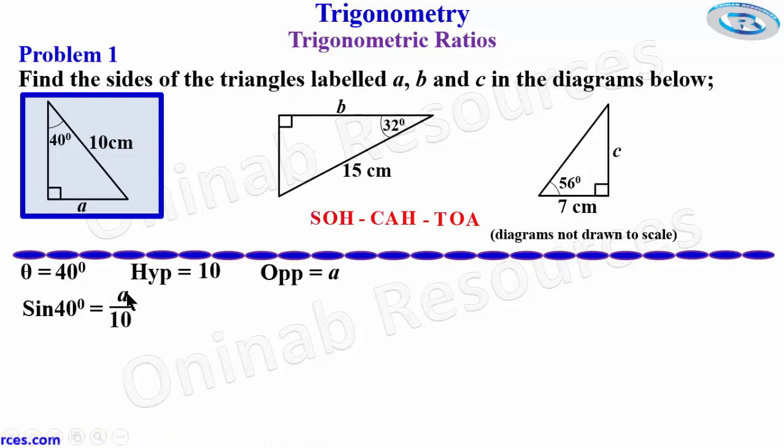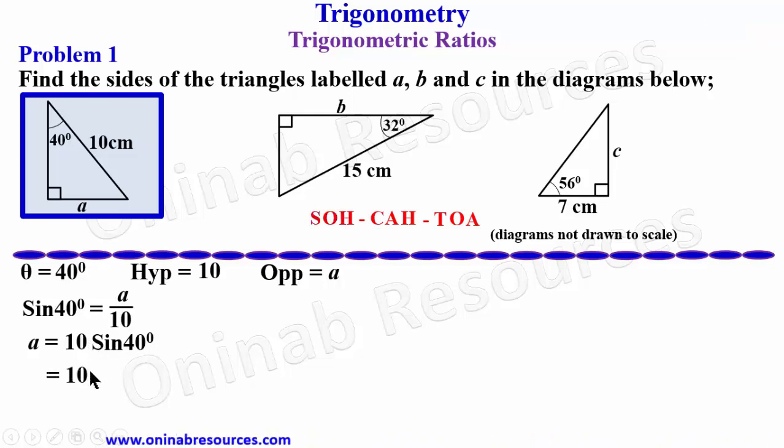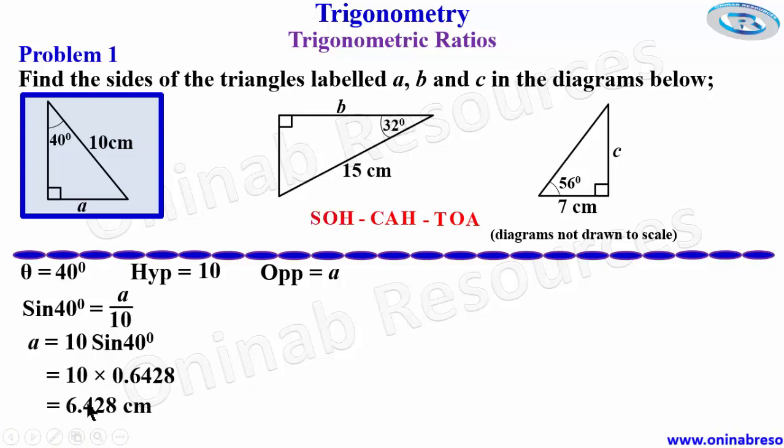So we now make A the subject of the relation by cross multiplying. A is equal to 10 sine 40 degrees. The value of sine 40 degrees can be obtained from either the table or the calculator. So that's going to give us 10 times 0.6428. Simplifying this, we have 6.428 centimeters. So we're done with A.